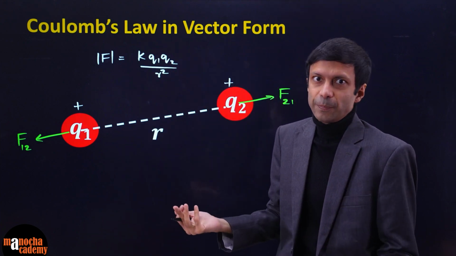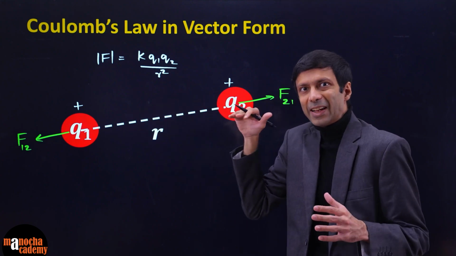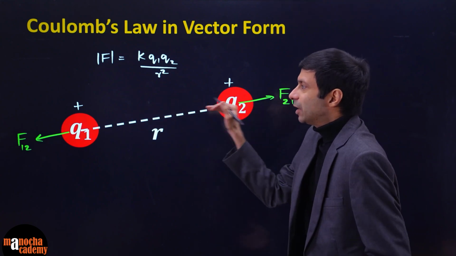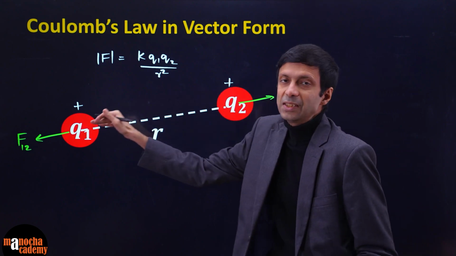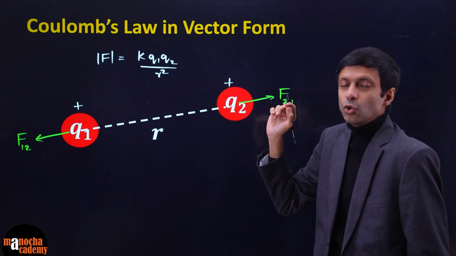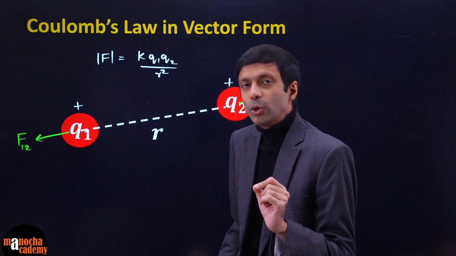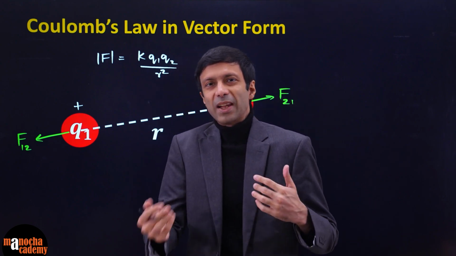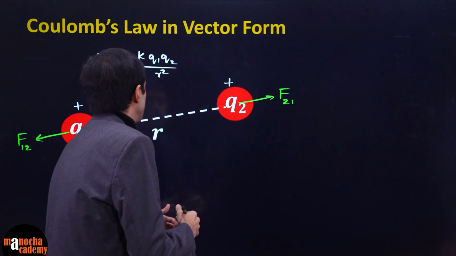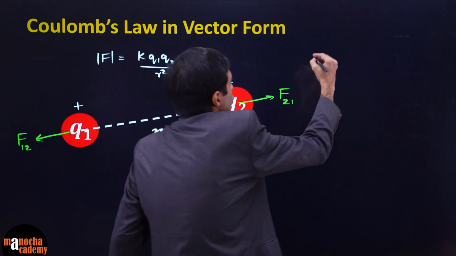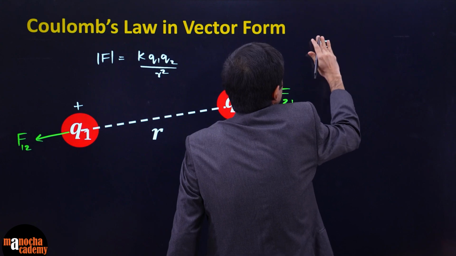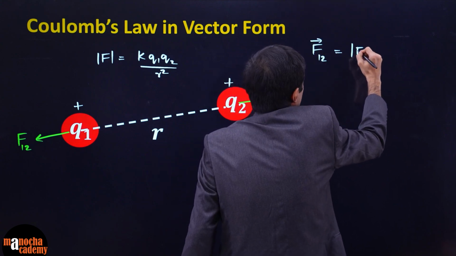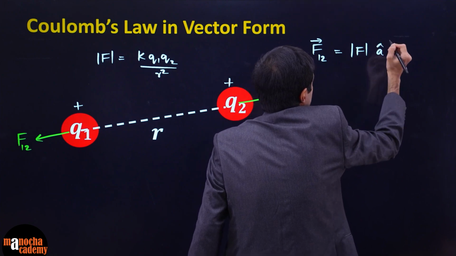What about the direction? Now you'll say the direction is along the line joining the centers, so that's also right. But I want to express it in terms of a vector form, right? So how do I give this direction? Okay, so for that, remember, whenever we have to give a direction, we use a unit vector. You guys remember? So can I say that the force, so let's say I'm talking about the force 1, 2, can I say the vector force 1, 2 is the magnitude of the force times a unit vector?